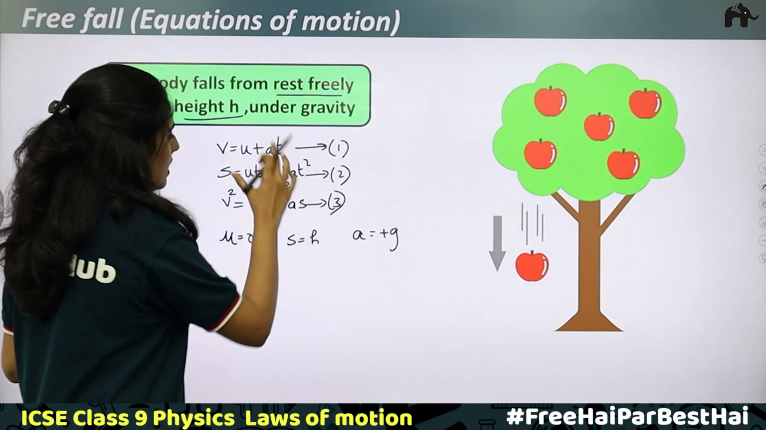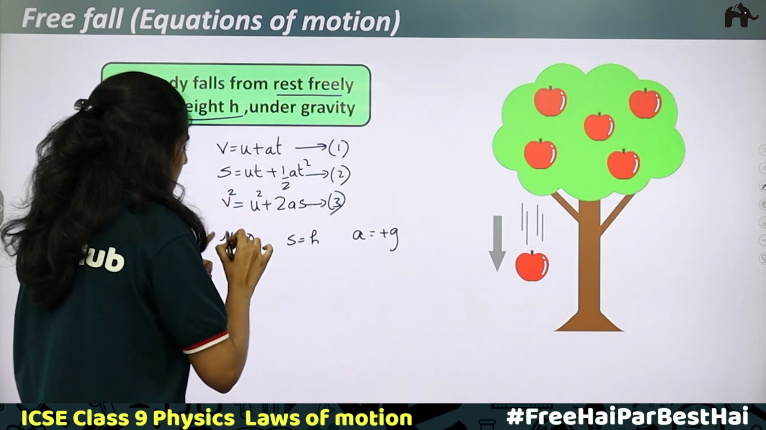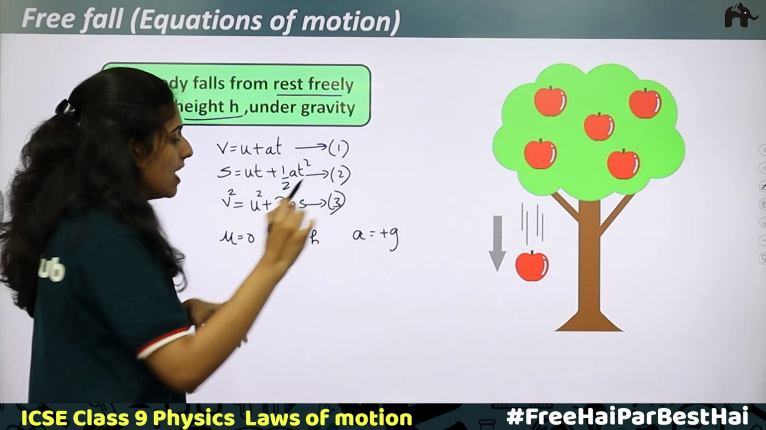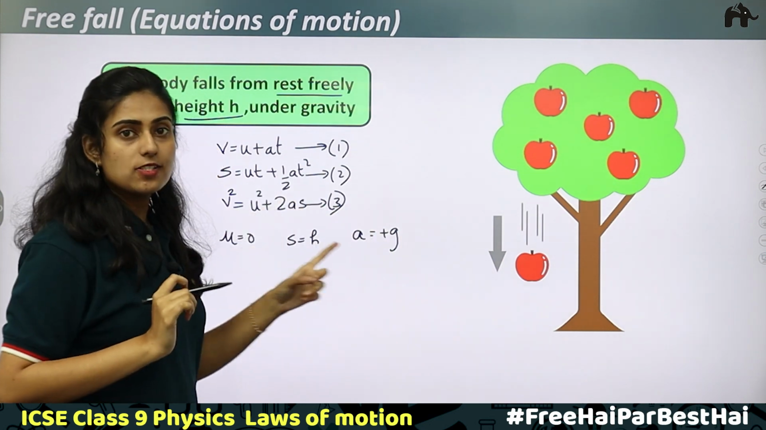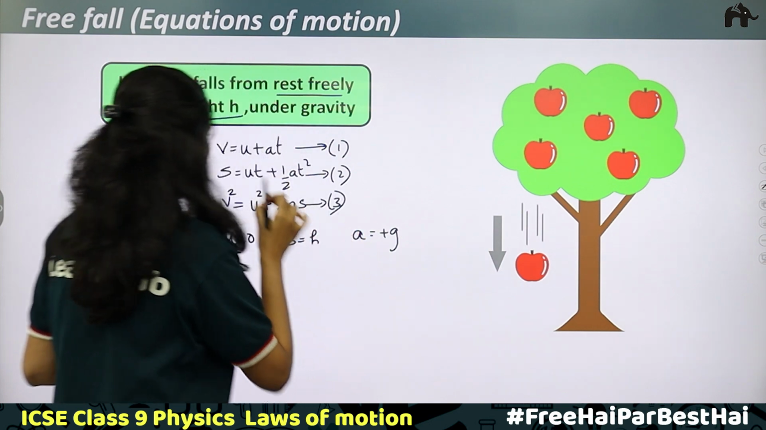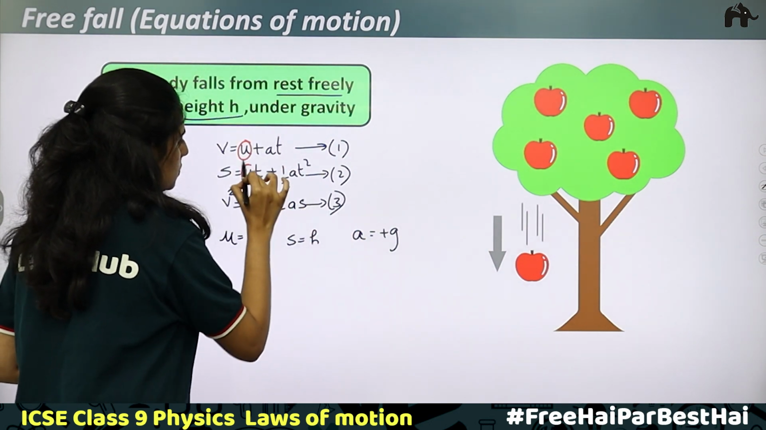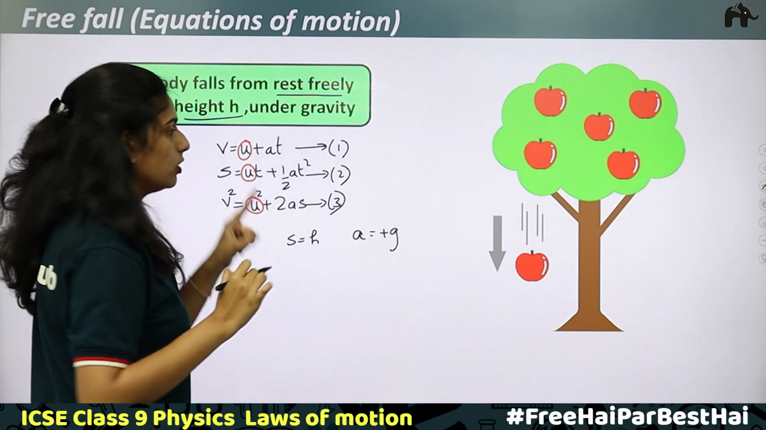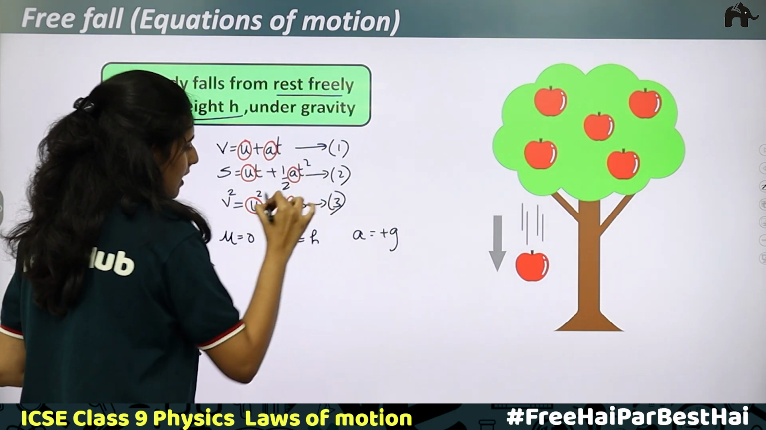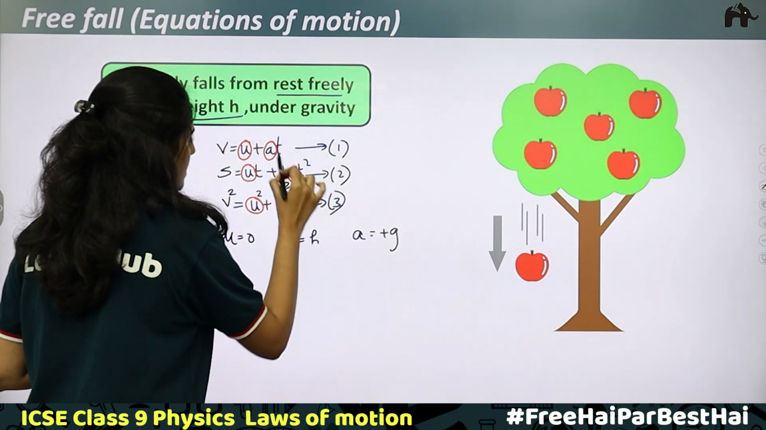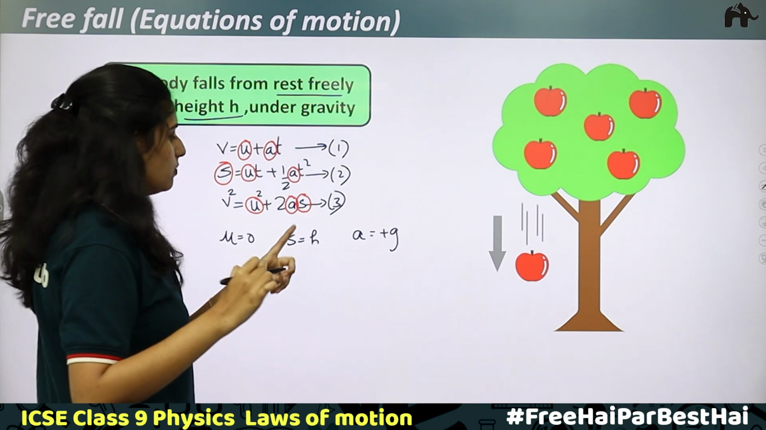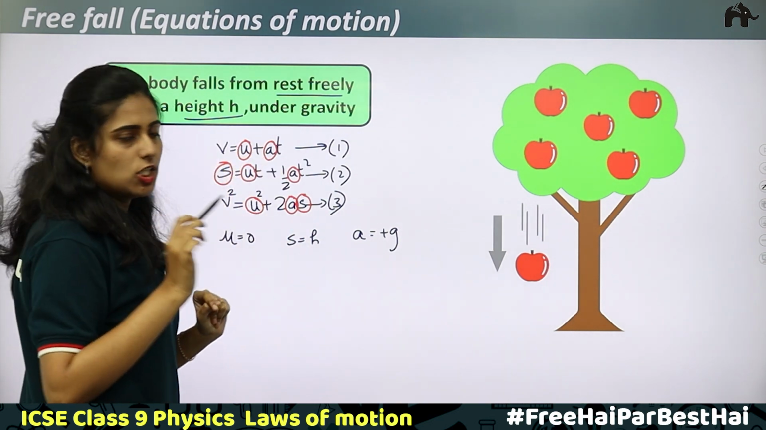Okay. Now, in these equations, in place of u, you will be putting 0. In place of s, you will put h. And in place of a, we will be putting positive g. So, here you can see, here we have u, u, u. All these I am going to replace with 0. A with G, and here you have an S and here you have an S, which we will be replacing with H.